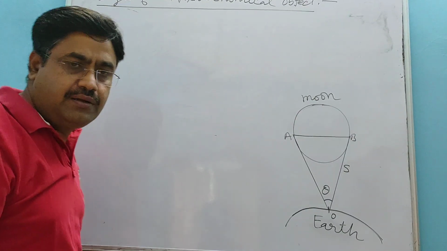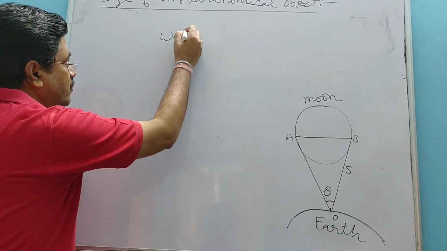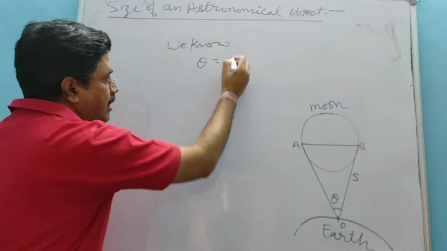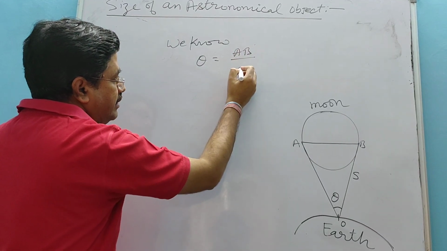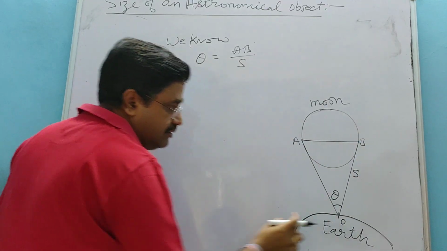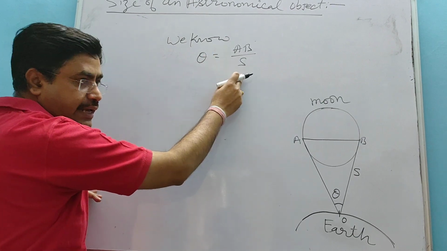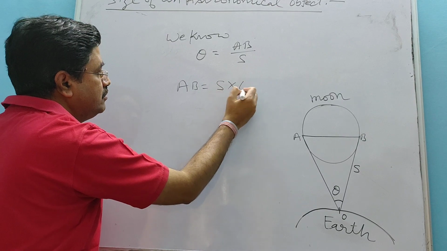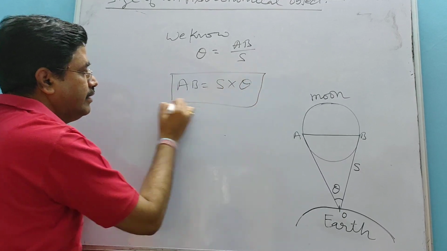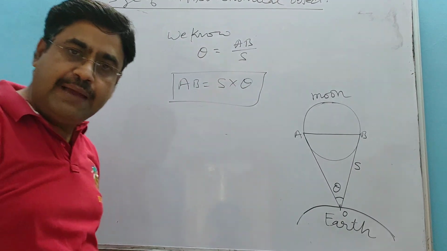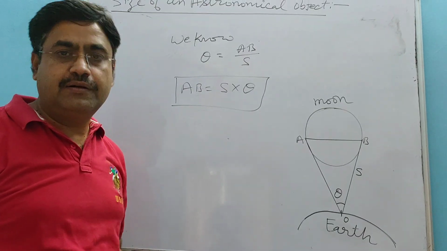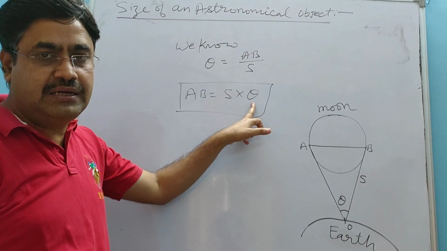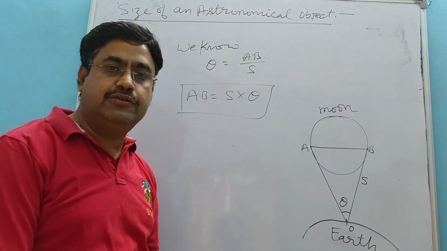So it's very simple. We know angle equals arc upon radius. That is S. Theta equals AB upon S. AB equals S into theta. And what is AB? Diameter of the moon, that is the size of the moon. In this way, by knowing S and measuring theta, we can calculate the size of the moon.